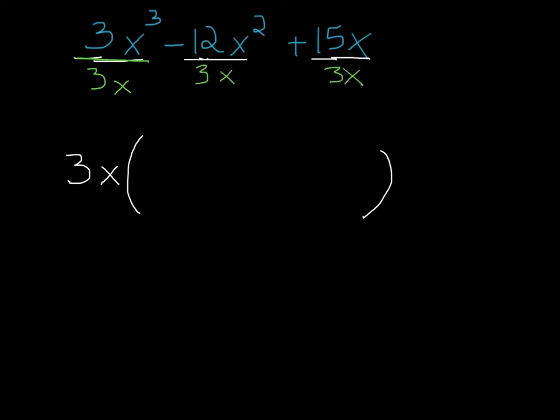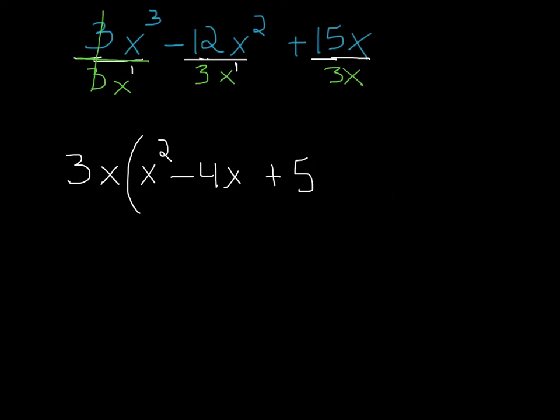So 3 divided by 3, the 3's cancel out, and x to the third divided by x to the first, you subtract your exponents, so it is x squared. And then minus 12 divided by 3 is 4. And then x squared divided by x to the first, subtract your exponents, you're left with just x. And then plus 15 divided by 3 is 5, and then the x's cancel out.